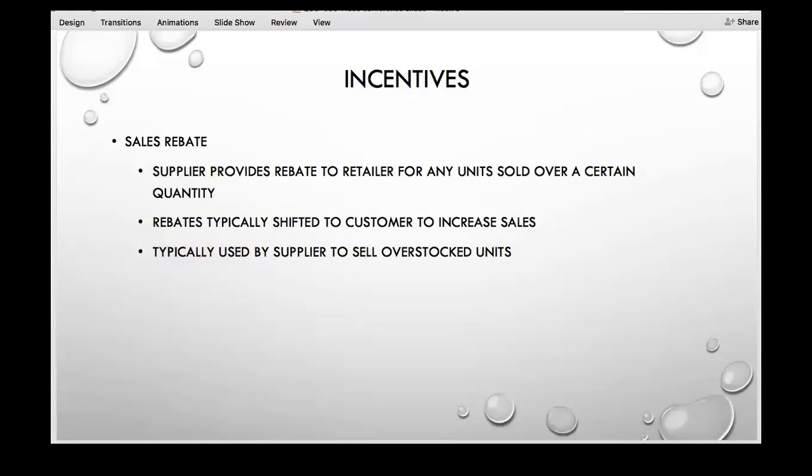This is a way for a company to mitigate risk. It's kind of like a shell game. We're going to offer rebates to increase demand. If the customer takes advantage of the rebate, fine, we still make money. If the customer buys a product and doesn't take advantage of the rebate, we make more money. And this is typically used by the supplier to sell overstocked units.